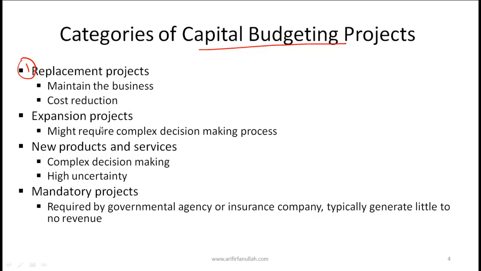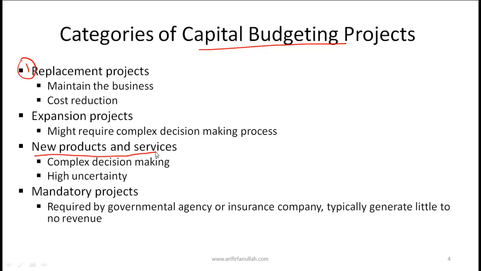Expansion projects might require more complex decision making. If you have a factory that makes shoes and you want to double the capacity, clearly one has to figure out what the additional costs are, what the additional cash inflows are, and based on that decide whether or not the project makes sense.